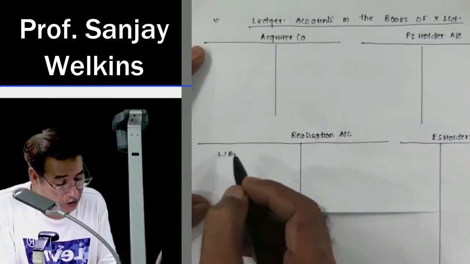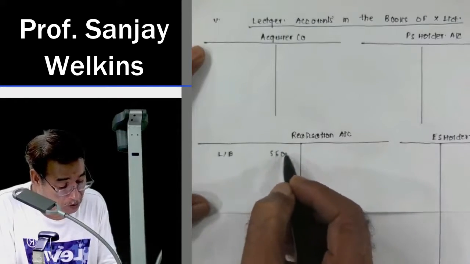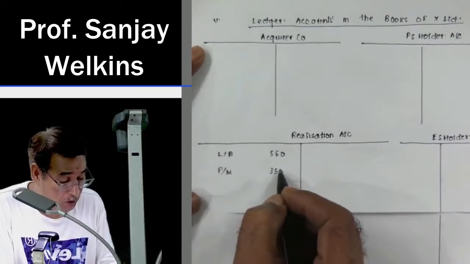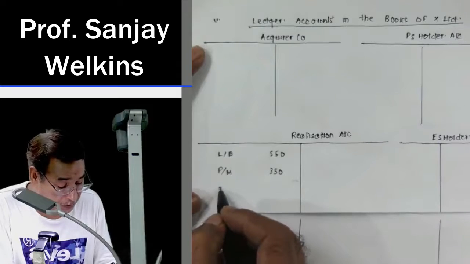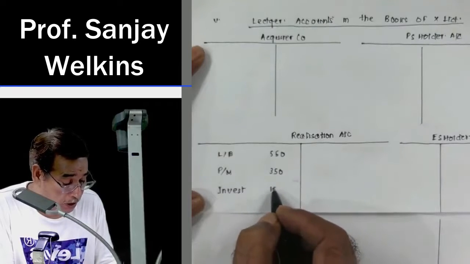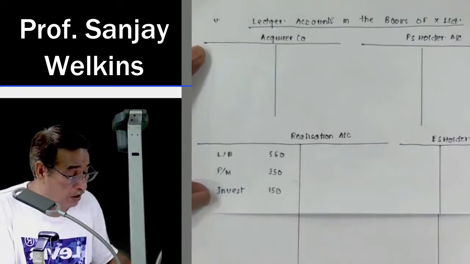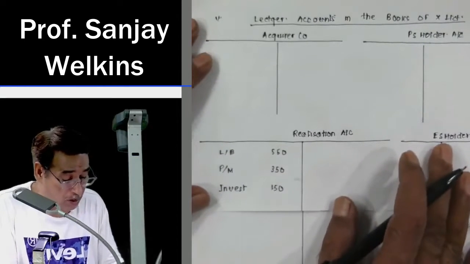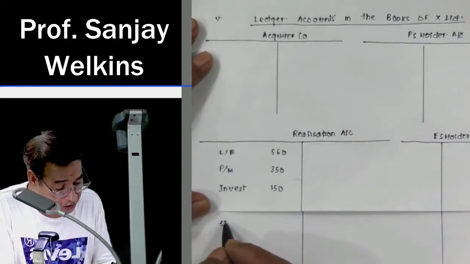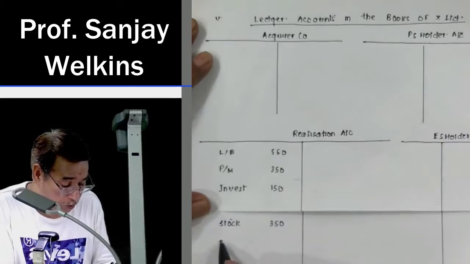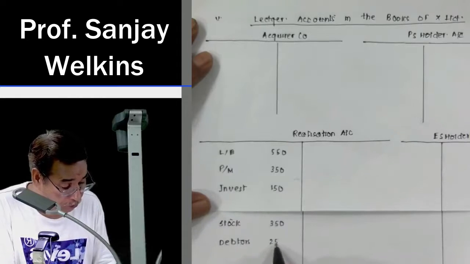For example, land and building 550. Plant and machinery 350. Then they have investments. Investment is equal to 150. Correct? Investment 150. Then, after investment, I write current asset in the form of stock, 350. All the assets will be posted to the debit side of the realization account, whether taken over or not, 250.